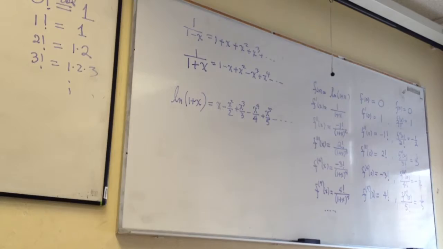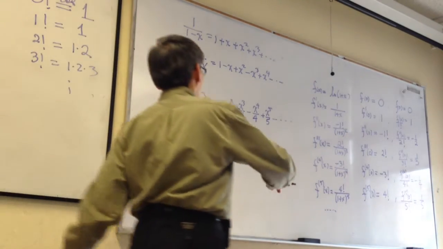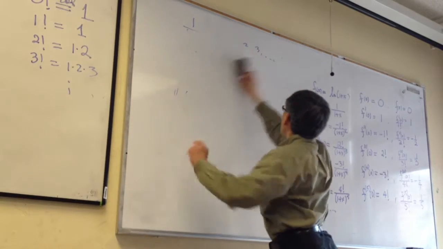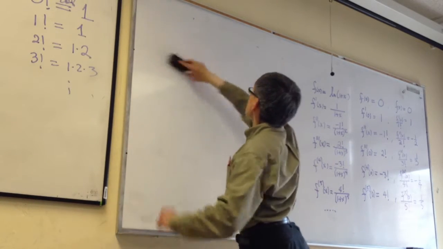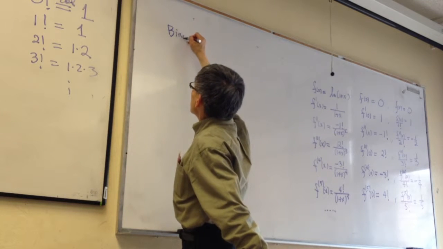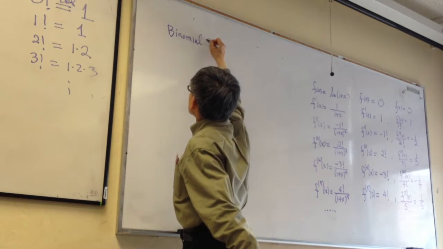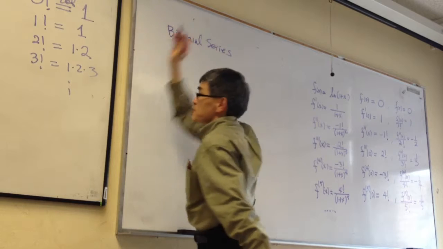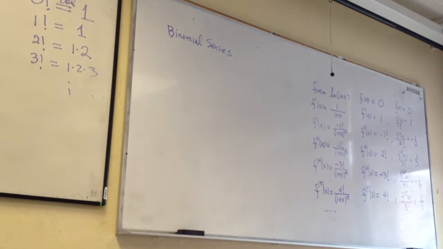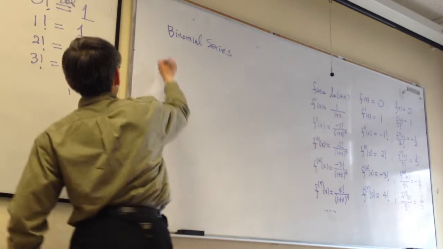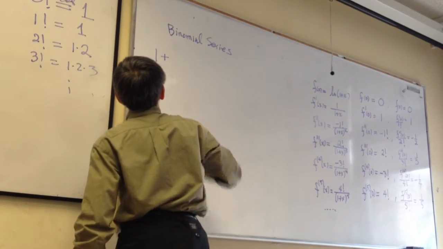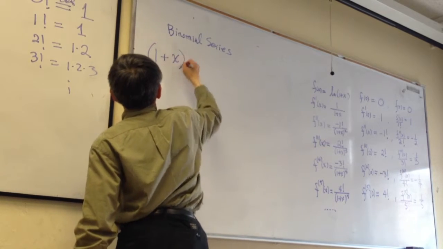And here comes the next one. The next one is a big deal. The next one is called the binomial series, and that is the last on the list. That is (1 plus x) raised to the kth power.